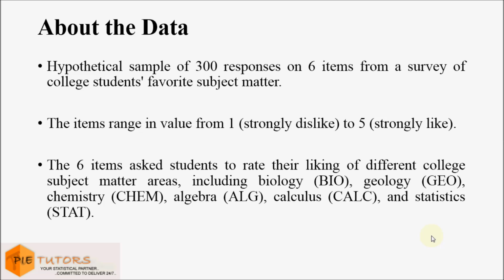The dataset in this example contains hypothetical responses of 200 students on 6 items from a survey on school students. The 6 items asked students to rate their liking for different subjects, including biology, geology, chemistry, algebra, calculus, and statistics. The value of each of these items ranges from 1, which indicates strong dislike, to 5, which indicates strong like.